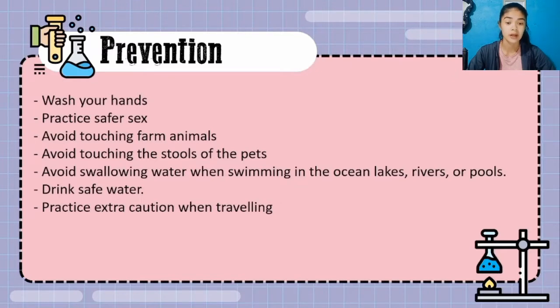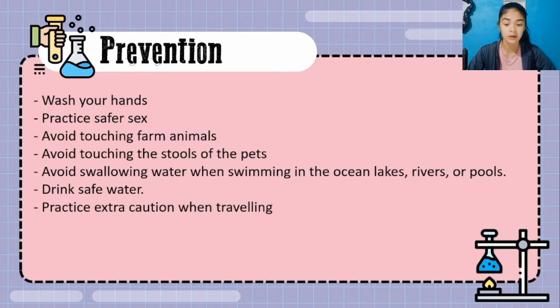Prevention and control. So wash your hands, practice safer sex, avoid touching farm animals, avoid touching the stools of pets, avoid swallowing water when swimming in the ocean, lakes, rivers, or pools, drink safe water, and also practice extra caution when traveling.